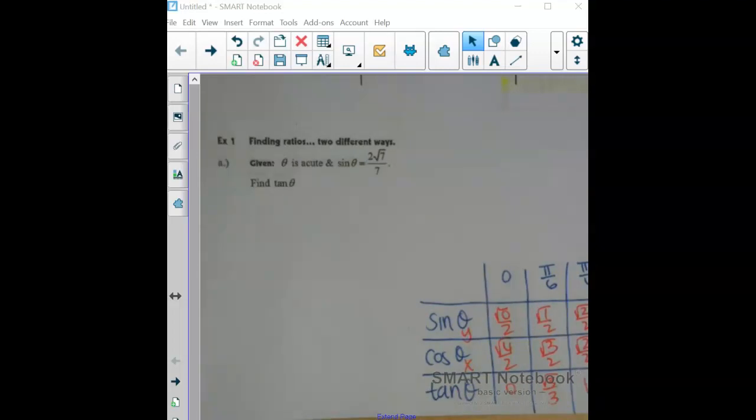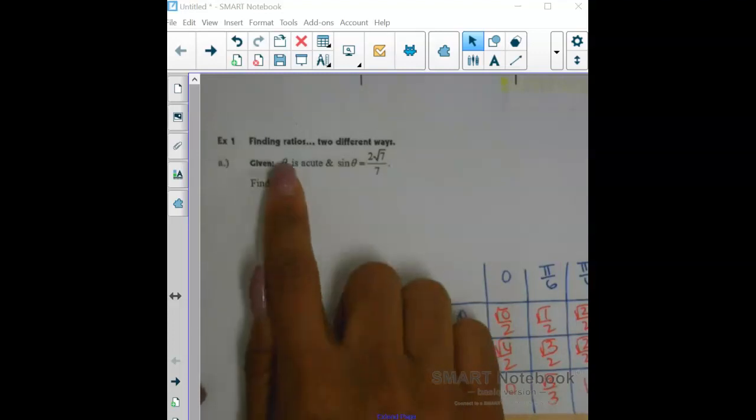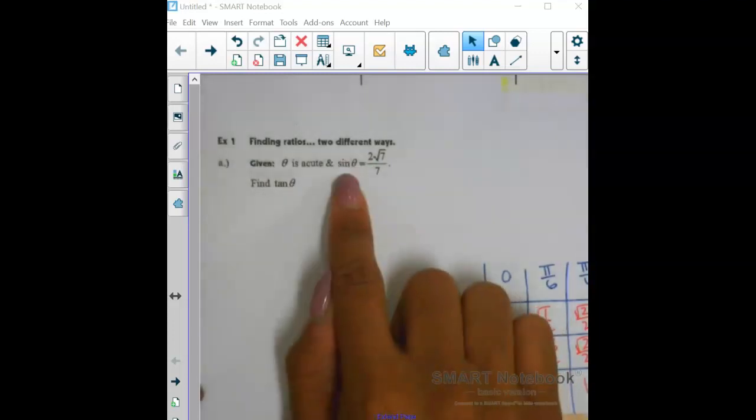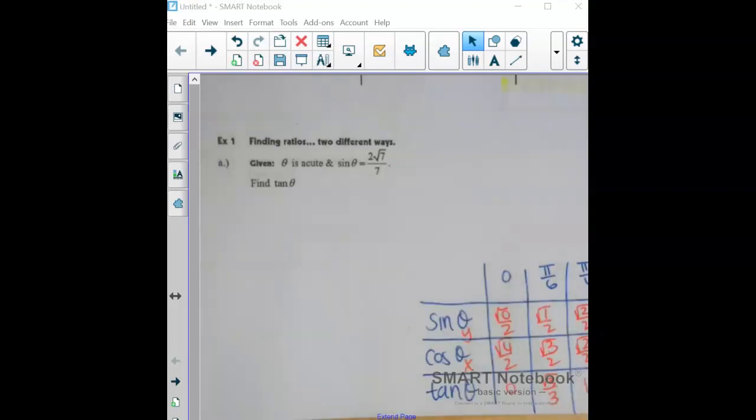So the first question we're going to look at is question 1A. So with question 1A, it specifically says finding ratios two different ways. Theta is acute, and sine of theta is 2 square root 7 over 7. You need to find what tangent is.